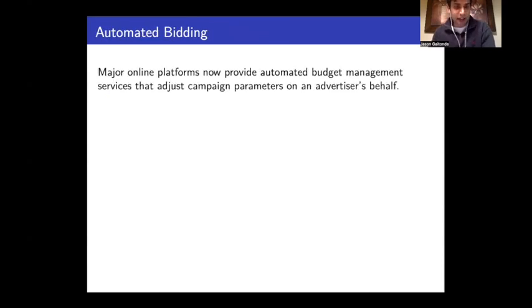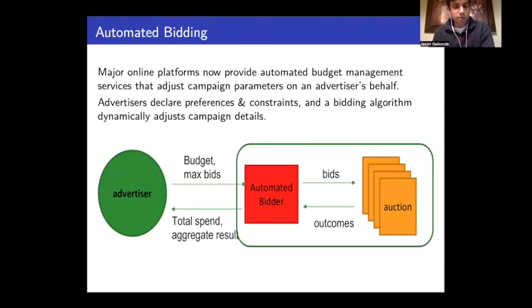Because this is a very difficult task, major online platforms are nowadays providing automated budget management services that help advertisers adjust campaign parameters on their behalf. This is what it looks like. Advertisers declare preferences and constraints, for instance their budget and how much they're willing to bid in total for any given advertisement. They give this information to an automated bidder, or bidding algorithm, which takes in that information along with the values they have for each impression, and maps it into bids.